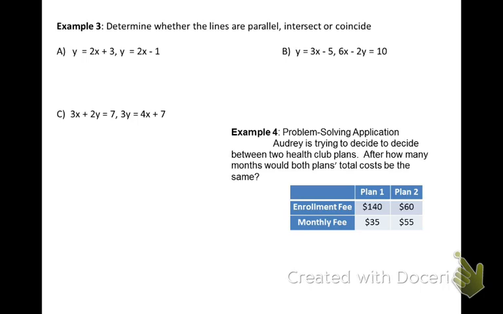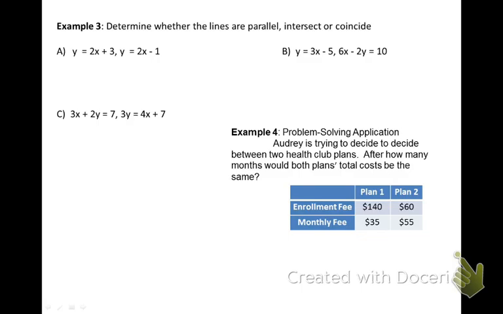Alright, determine if they're parallel. So you want to get y by itself. That's how you want to do this part. So they're both y by itself. Now you look at the slopes. That's the first thing you look at after y is by itself. They're the same slope. And then you look at the y-intercept. And they're different y-intercepts. So that means they are parallel.